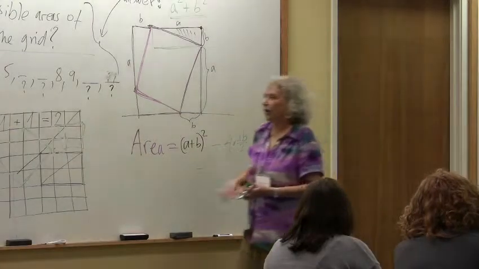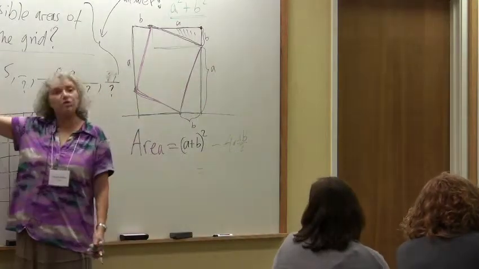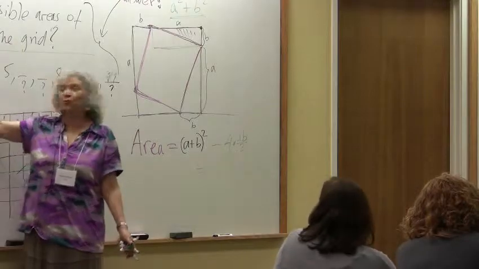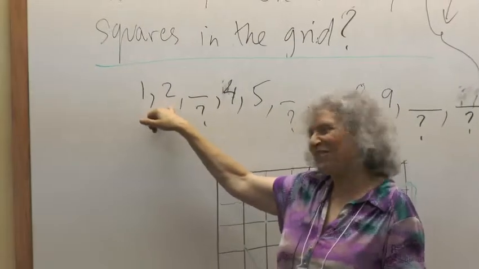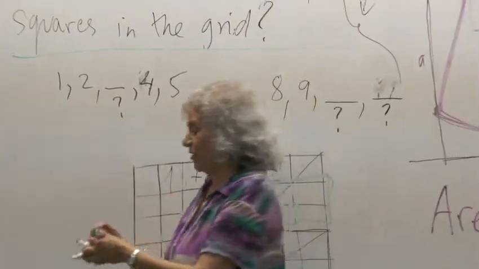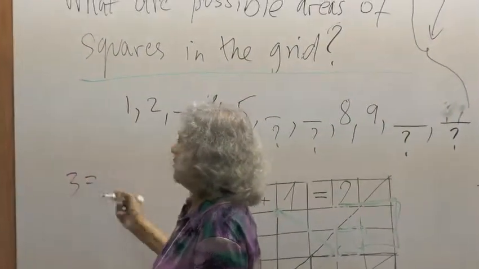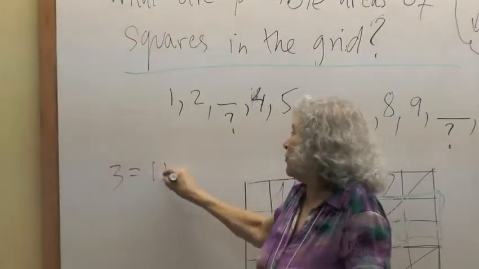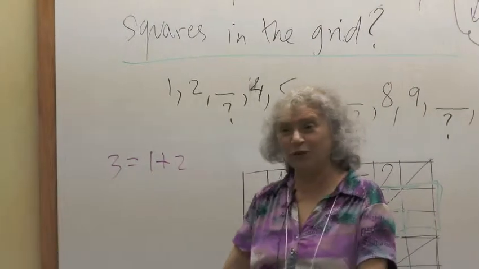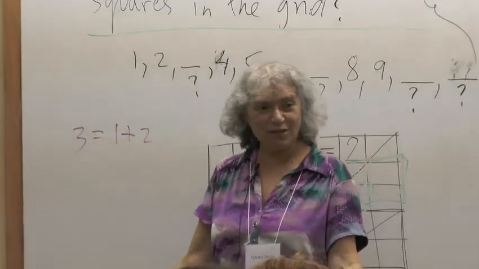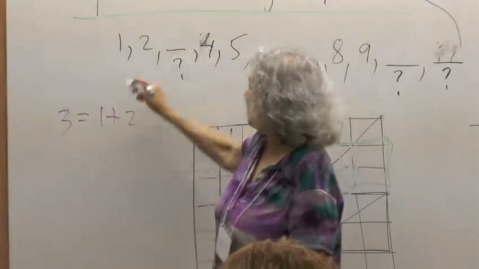Okay, so let's check. 1 is 1 squared plus 0 squared. Fine. 2 is 1 squared plus 1 squared. Now, how about 3? Well, 3 is either 1 plus 2 or 2 plus 1 or 3 plus 0, and none of them satisfies this condition, right? So this is impossible.